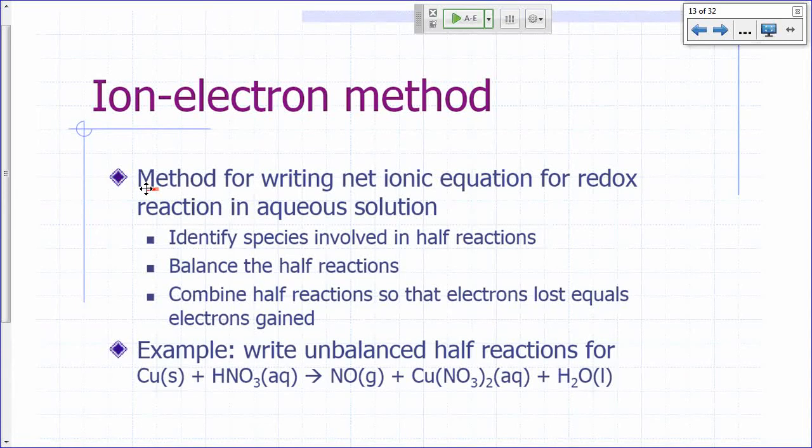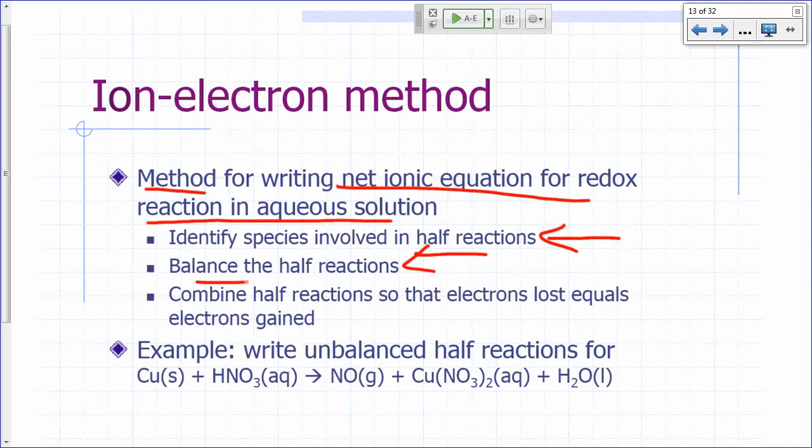The ion-electron method refers to a method for writing the net ionic equation for a redox reaction that's happening in aqueous solution. The way you would do this is you first identify the species, that means the ions or the molecules that are actually involved in the half reactions. So you need to identify your half reactions. Then you balance your half reactions. And then you combine your half reactions so that electrons lost equals electrons gained.